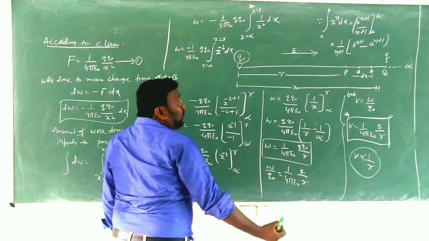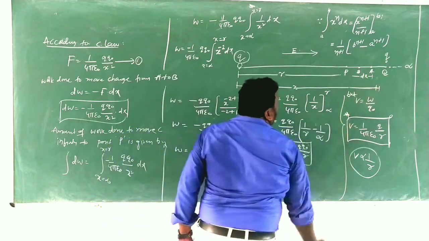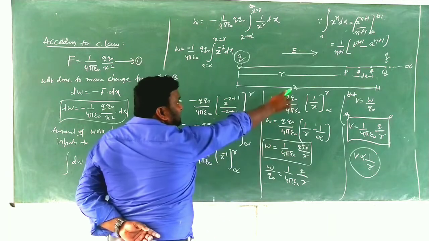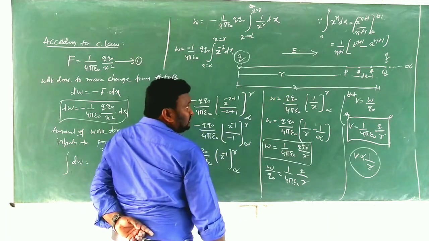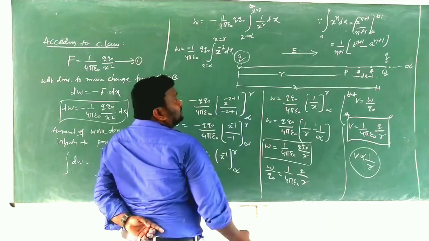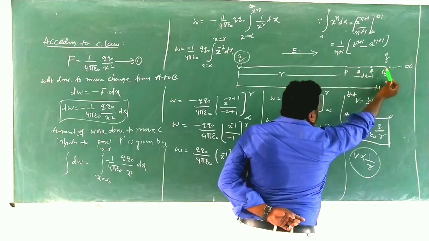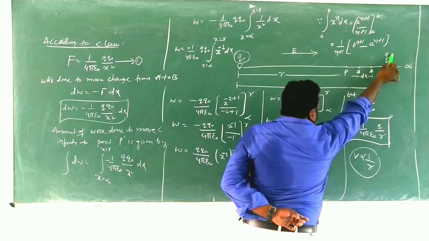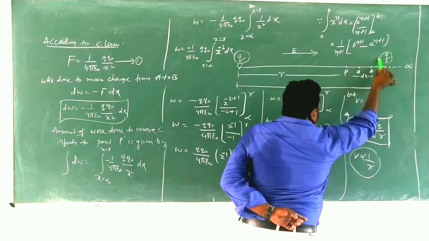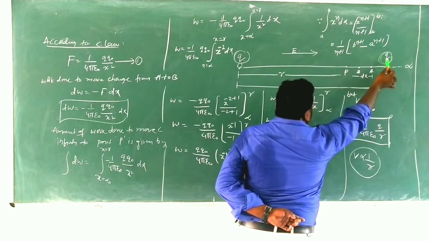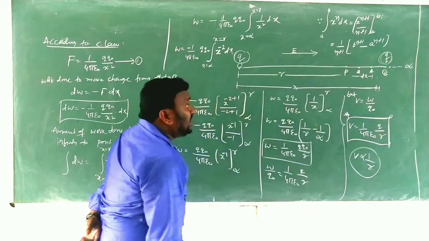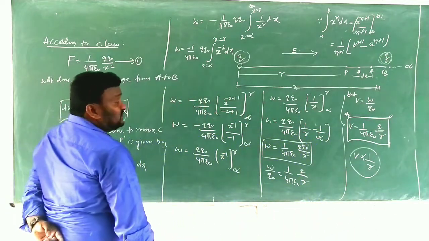And we have selected one more point, that is Q. Q is another point that should be at a distance of x. Clear? After that, now we are bringing the charge from infinity to the point Q. We are bringing the unit positive charge, I am showing that as q naught. q naught is the unit positive charge.